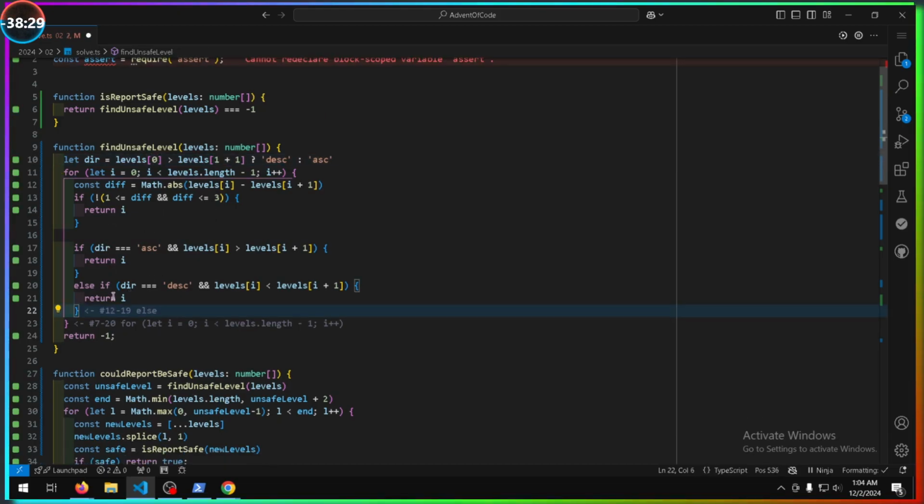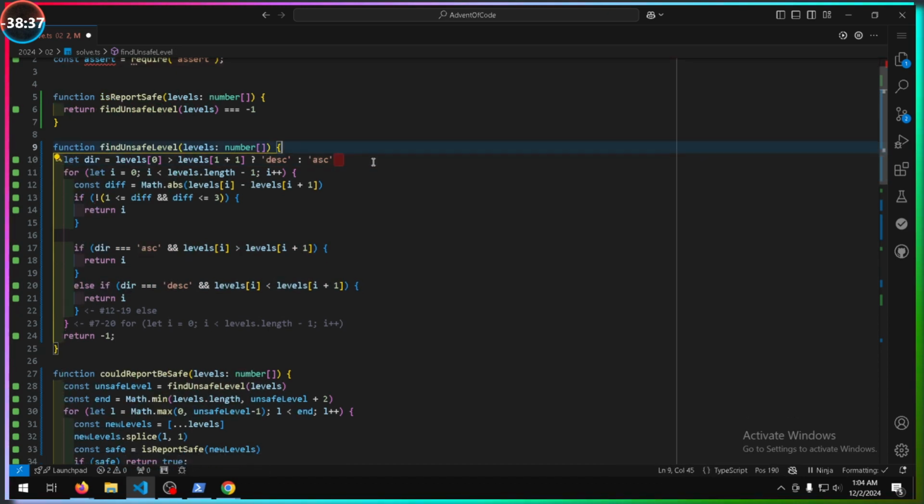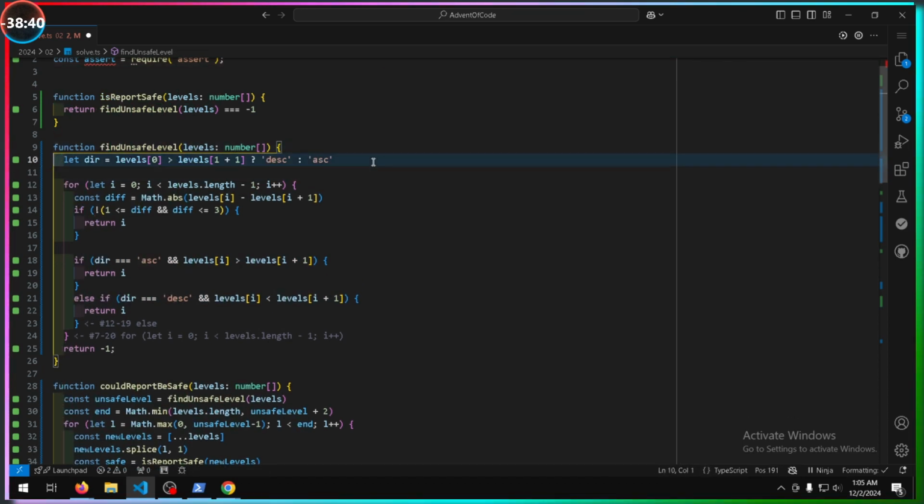Boom. Okay, so we reduced the complexity and ungrossed the actual for loop itself by taking the direction calculation outside of it, which allows us to make it a constant.